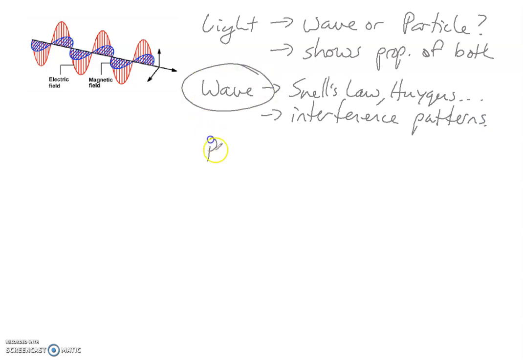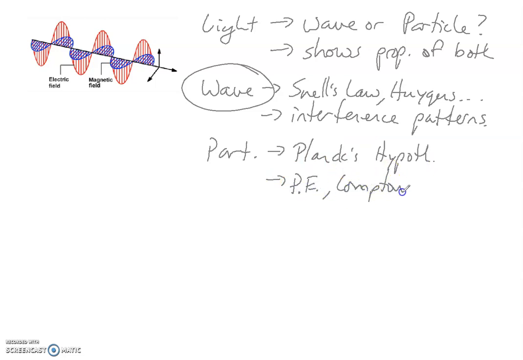But now you've also got that whole particle type stuff, where we've got Planck's hypothesis and quantized energy. You've got the photoelectric effect. You've got the Compton effect, the Compton scattering, the annihilation. You've got all those different things. They're all very particle type things. So which one is it? Well, it's sort of got both things going on.